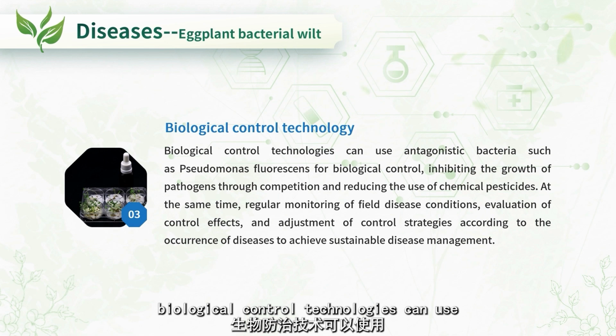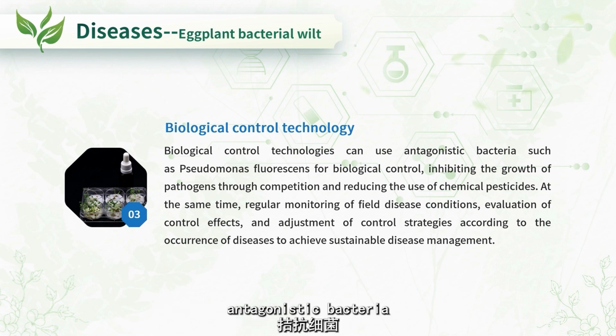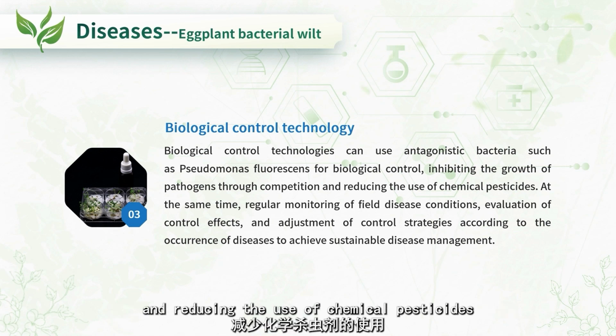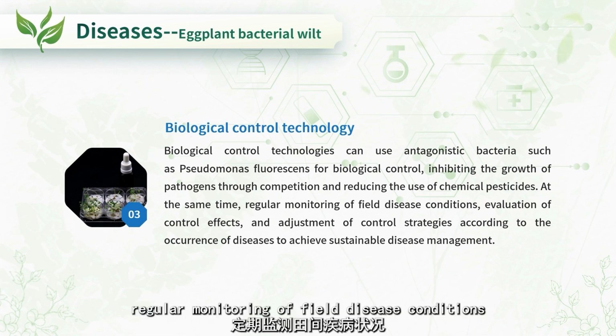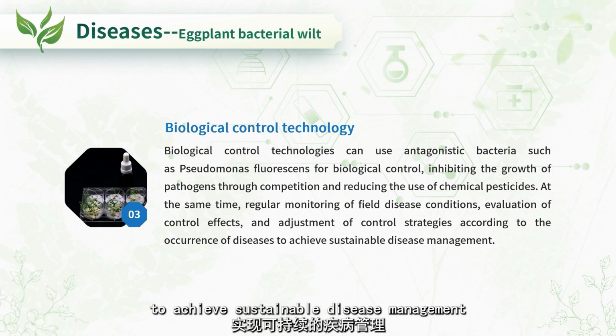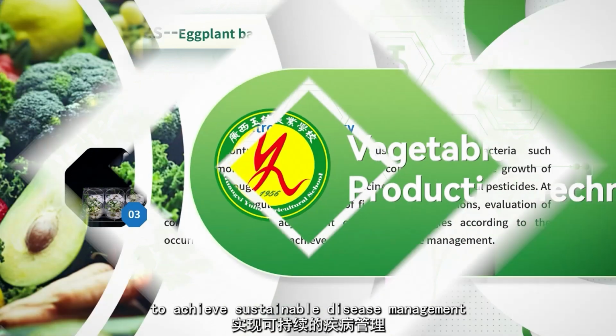Biological control technologies can use antagonistic bacteria such as Pseudomonas fluorescens for biological control, inhibiting the growth of pathogens through competition and reducing the use of chemical pesticides. At the same time, regular monitoring of field disease conditions, evaluation of control effects, and adjustment of control strategies according to the occurrence of diseases are needed to achieve sustainable disease management.